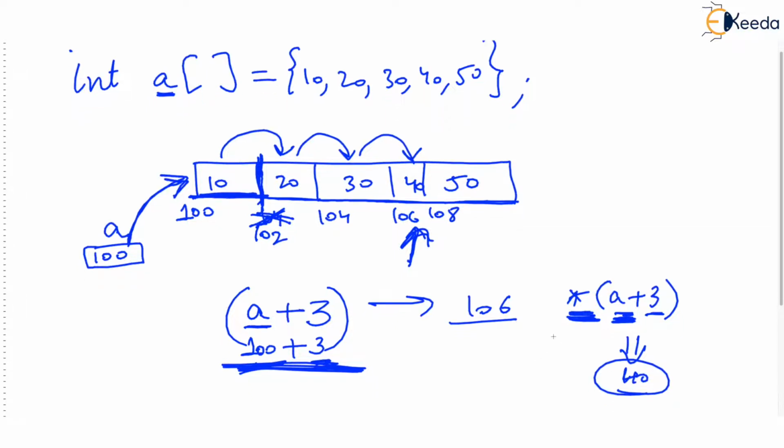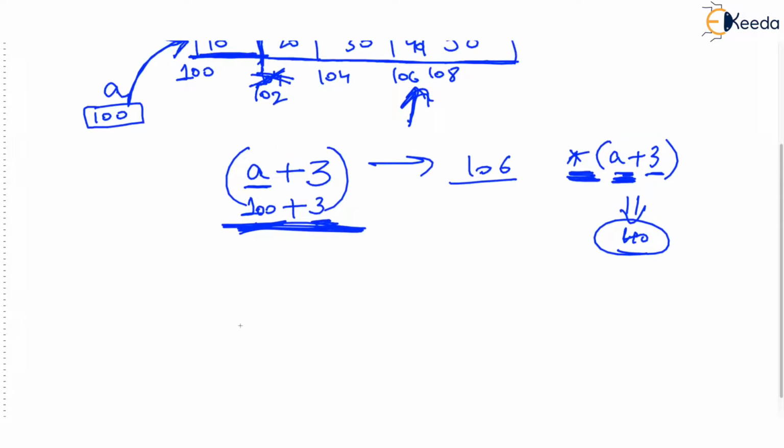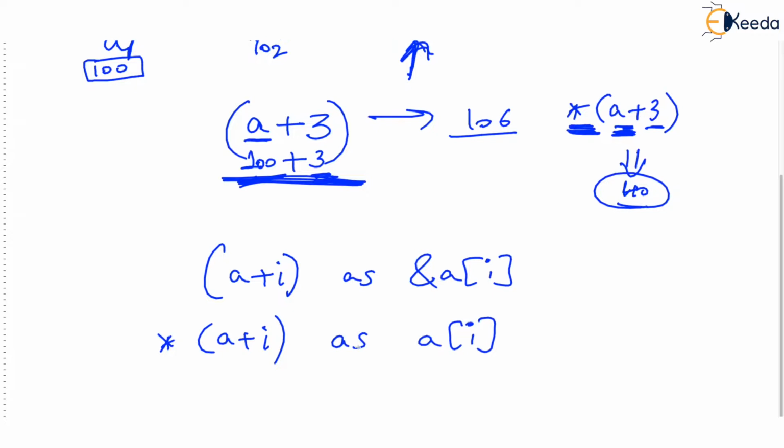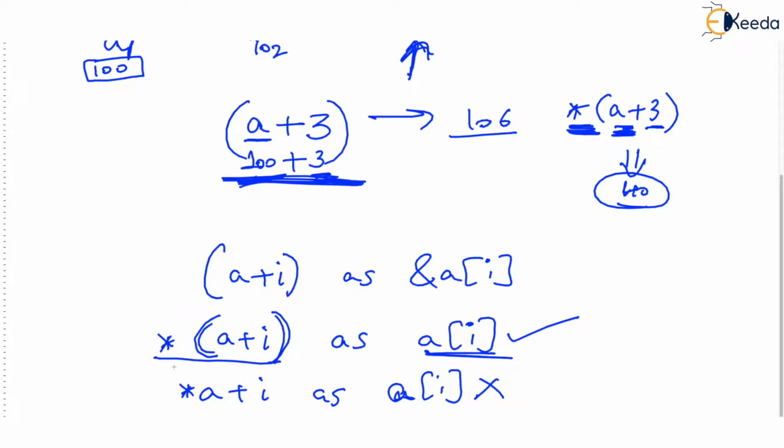So you should make a habit of reading this A plus I as the address of A[I]. Straight away you get the address of the ith location, and you should make a habit of reading asterisk of A plus I as A[I], the value of A[I]. Now if somebody is thinking why these brackets are written over here, why couldn't we write the same notation as asterisk A plus I, doesn't this mean A[I]? No, this doesn't mean A[I]. This is the correct form of A[I]. A[I] can be written as asterisk of (A plus I).